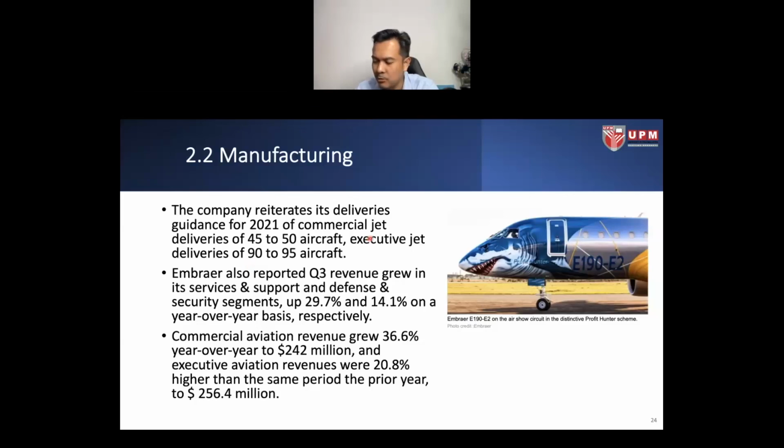So they promise to speed up and make their manufacturing move faster. And they also reported Q3 revenue grew in its services and support and defense and security segments, up to 29.7% and 14.1% respectively. So commercial aviation revenue grew 36.6% to 242 million US dollars, and executive aviation revenue grew around 20.8%, which is higher than the same period, to 256.4 million, right?